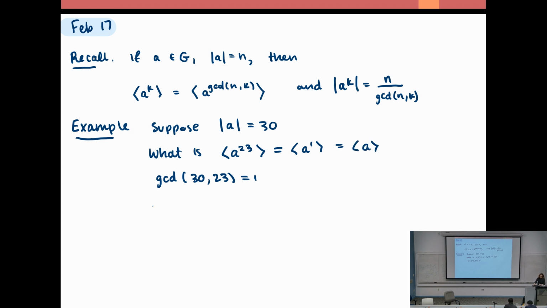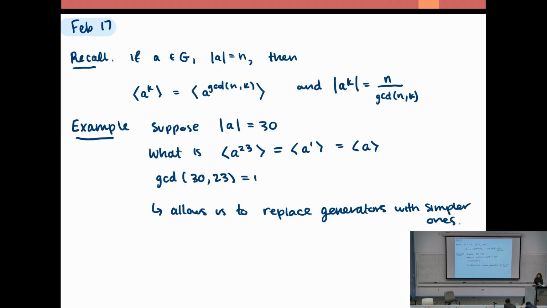So basically what this shows is that it allows us to replace complicated or unwieldy generators with simpler ones. Okay, so this is one way that this theorem might be used, just to rewrite a subgroup that might be handed to you into a simpler form.